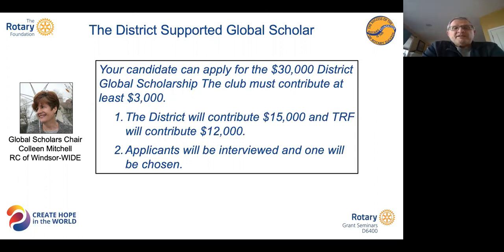And all of the applicants will be interviewed by a committee that Colleen puts together, and one will be chosen and supported by the district, and the others can still go forward if the club chooses to put up $15,000, or actually $12,000, and apply for a regular global grant. They can still get district support, but it would be $10,000 instead of $15,000.